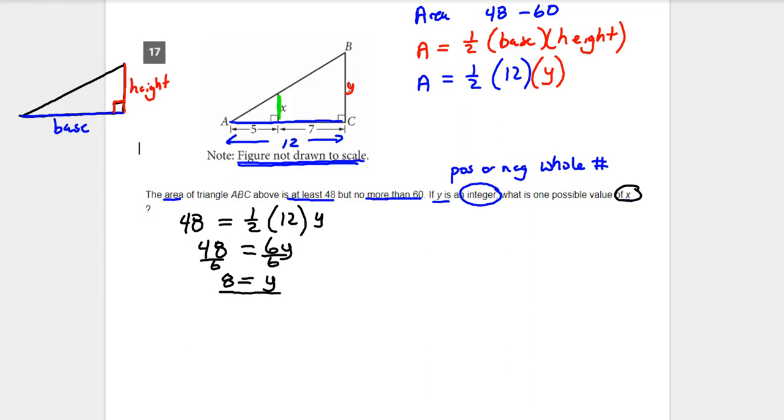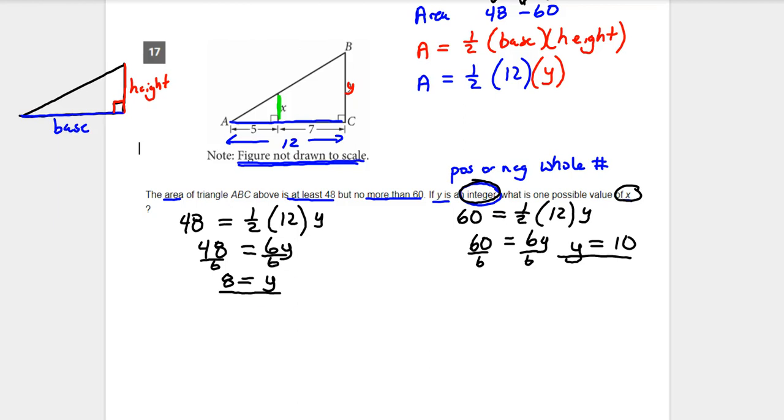And then it says that it could be as big as 60. So let's take that into account. What if the area was 60? Well, that's 1/2 base times height. So 60 is 6y. And when I divide both sides by 6, I get y equals 10. All right, so on the low end, y is 8. On the big end, y is 10. But it could be anything between 48 and 60. Now, it did say y had to be a whole number.